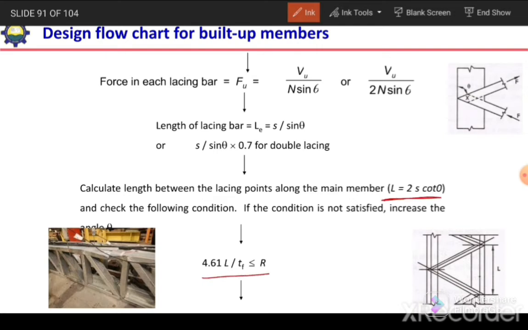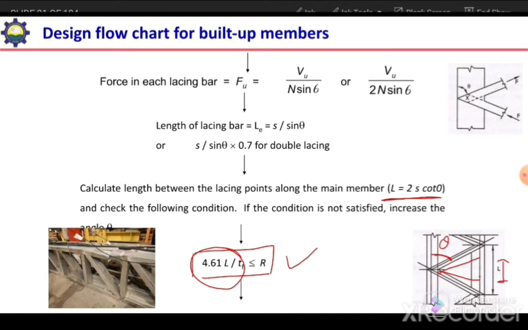Once we have the distance between the lacing points, we need to check this expression. We need to satisfy this expression. If this is satisfied, then okay, otherwise we need to increase this angle theta so that the distance between the lacing points can be reduced. When this distance is reduced, this factor is reduced, and we can satisfy this expression.